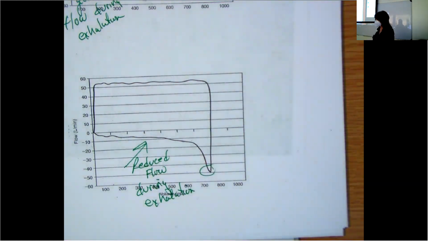So when the larger airways are emptying, not a problem. But when you have the bronchioles emptying, there's a lot of obstruction. So the air comes out slowly. What's that? Yes. Yeah, so somebody who has airway obstruction, this is what their flow volume loop would look like.